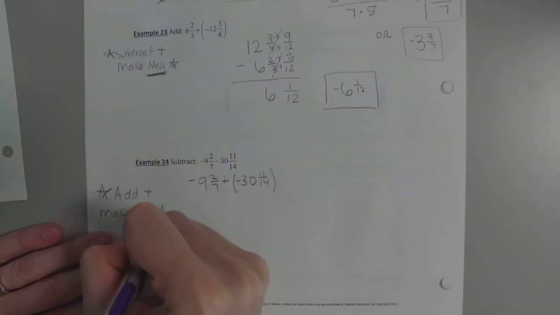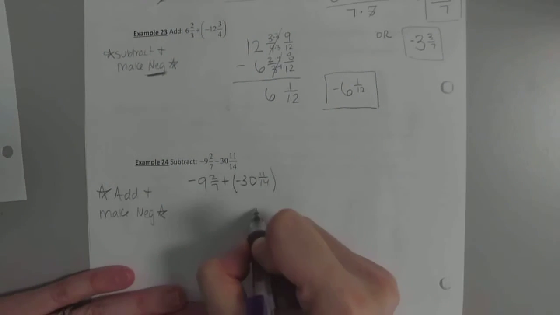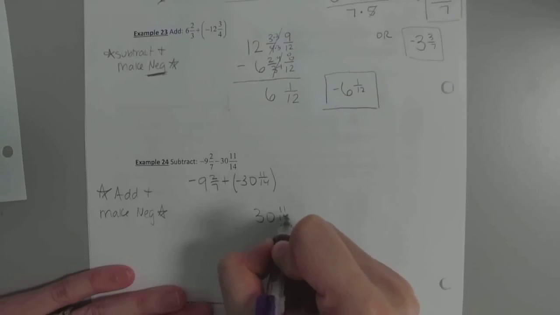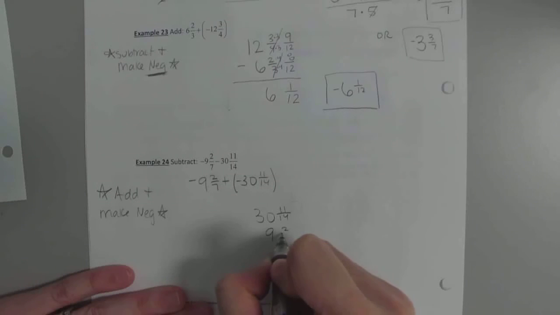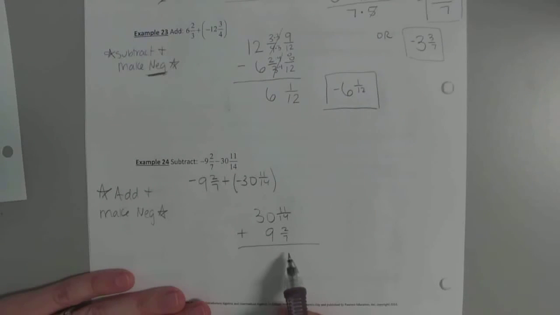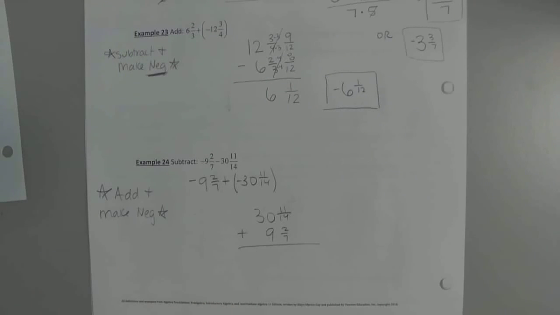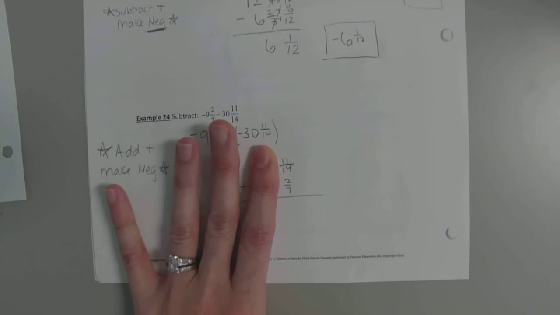So let's make a note over here. Add and make negative, because they have the same sign. So it doesn't really matter what we do. I usually do the bigger number on top just because it looks better to me. And then what do we have on the bottom? 9 and 2/7. And we're going to add them. Okay, and I make my addition line a little bit bigger because I know I'm going to go off to the right there. Ignore the 30 and the 9.